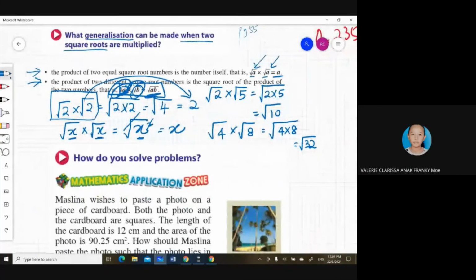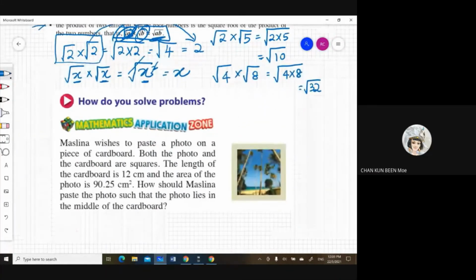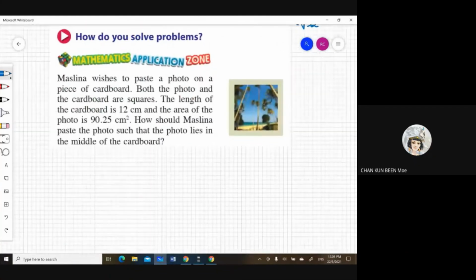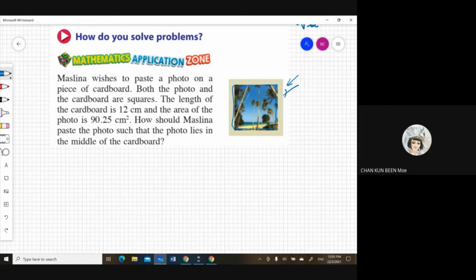No. Okay, then I continue with the last part for square root and square, number of square. We are going to solve a problem. So let us look at the problem over here. You can see the picture given here is a picture of a beach. Maslina wishes to paste a photo on a piece of cardboard. So this is the photo, the picture of the beach. She wishes to paste it on the cardboard.